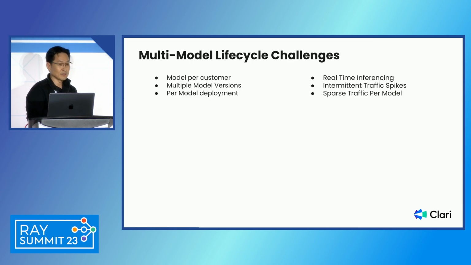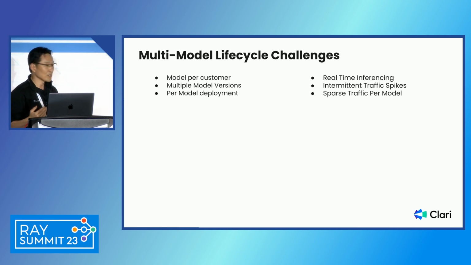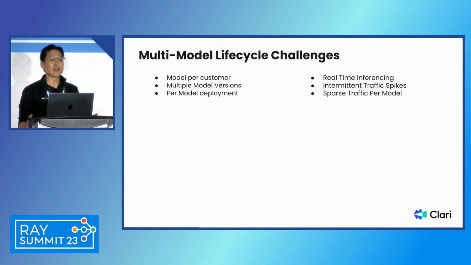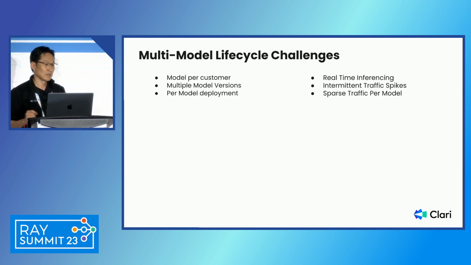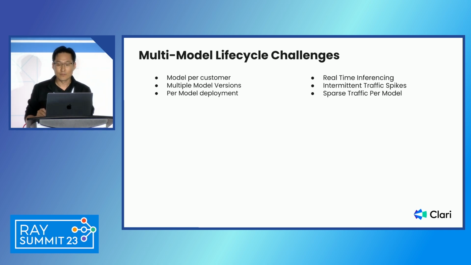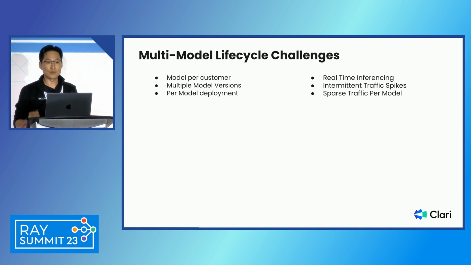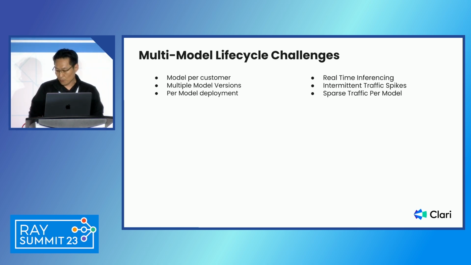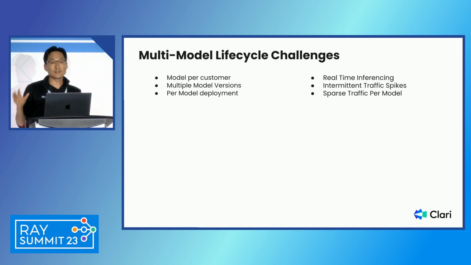So what are the problems that we have? Since we build the model per customer, we could have potentially thousands of models. We have multiple versions of the same model because we continue to improve the model performance. And each model could have its own deployment cycle. On the inferencing side, we do online inferencing because we want to use the latest sales activity data to make accurate predictions. On the traffic side, we experience uneven traffic patterns depending on the time of day, week, or month.